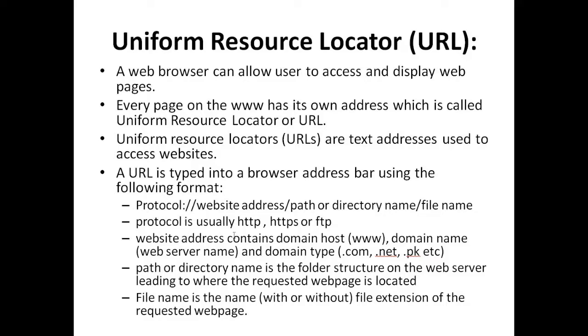Website address contains a domain host, that is www, which shows that this website is available for the public on the internet. Then a domain name, that is the web server name, and domain type. For example, Google is the web server name and .com is the domain type. Path or directory name is the folder structure on the web server leading to where the requested web page is located, and file name is the name, with or without file extension, of the requested web page.